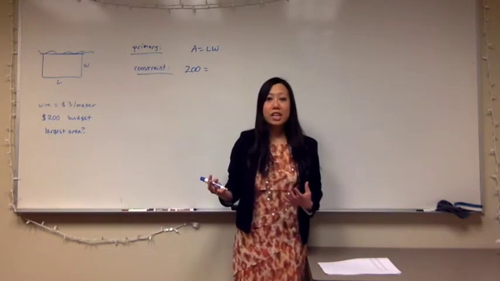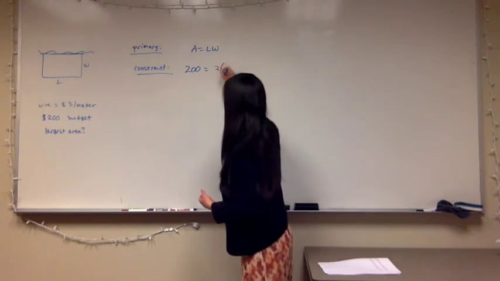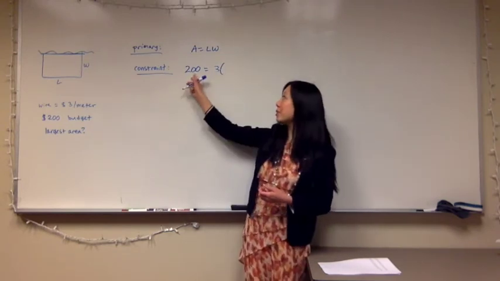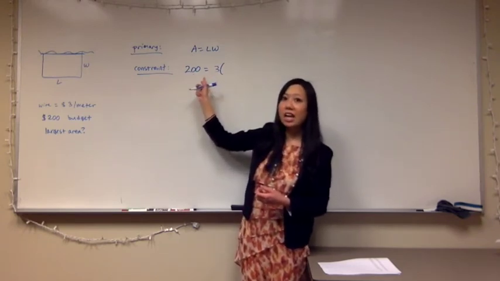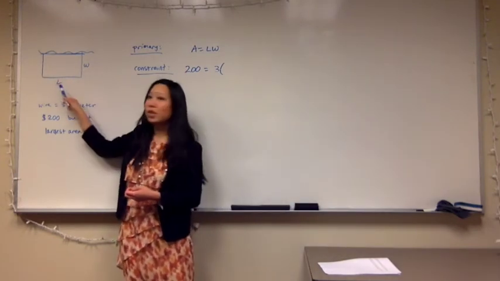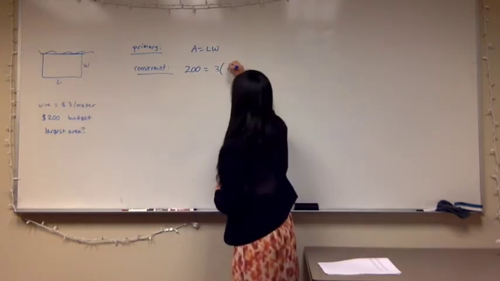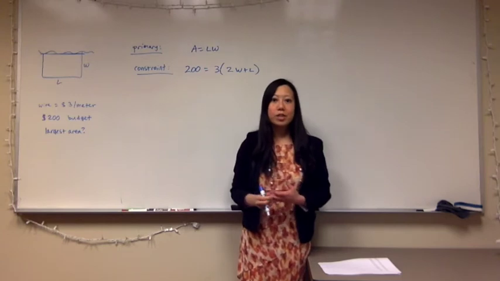So my constraint is $200 equals 3 times the total length of the fence, right? I have $3 per meter, and then times the total length of the fence, which is W plus L, or 2W plus L. So that's how you would set up the primary equation and constraint.